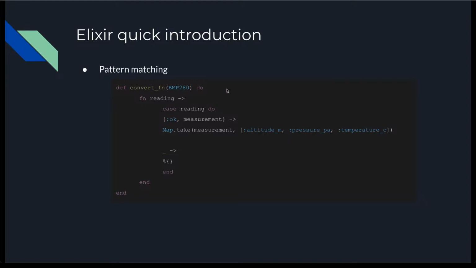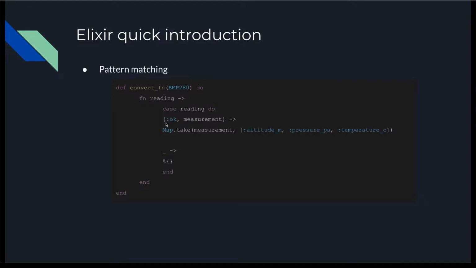So as you can see, it has an anonymous function that gets a parameter called reading, and it decomposes it. So it's a tuple where the first element is an atom called OK. An atom is like a constant, similar to what you would call a constant in other languages. And then you have another parameter that you don't know the shape of. You just give it a name, measurement, and this is what it's going to do pattern matching against. So measurement can be anything.